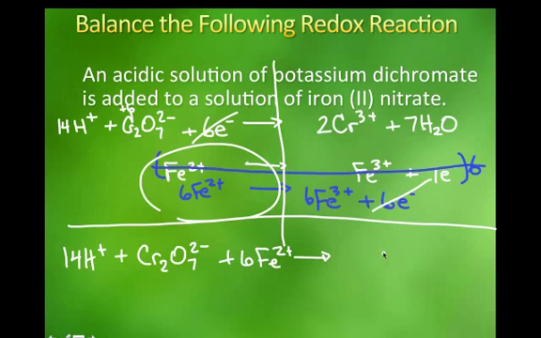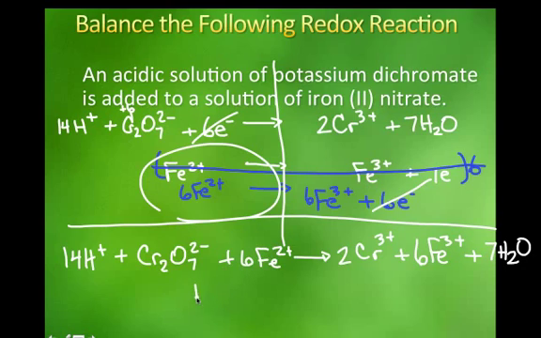And that's going to turn into 2 chromic ions and 6 ferric ions and 7 waters. Don't forget your waters. And that's it. So now we have balanced this reaction. It's really long. These turn out to take some time, and they look really long.